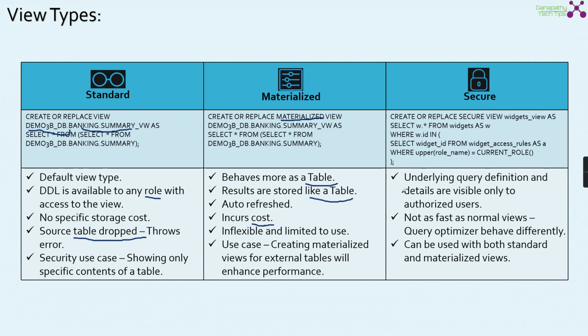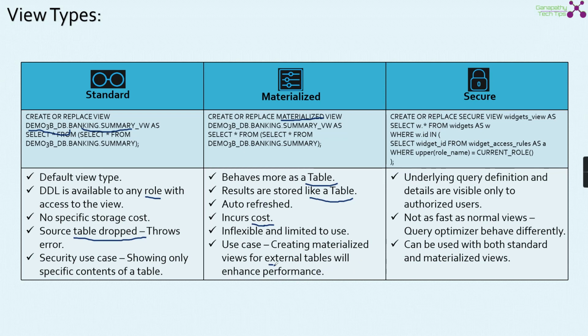Because it is storing the data in a duplicated way. Obviously for the view, one more addition of data needs to be stored, so it will incur more cost. It is inflexible and limited to use. Why? Because it is not that flexible a medium for usage. Again, as it adds more cost to the ecosystem, this is more of a limited use case. Use case wise, you can see creating materialized views for external tables will enhance the performance.